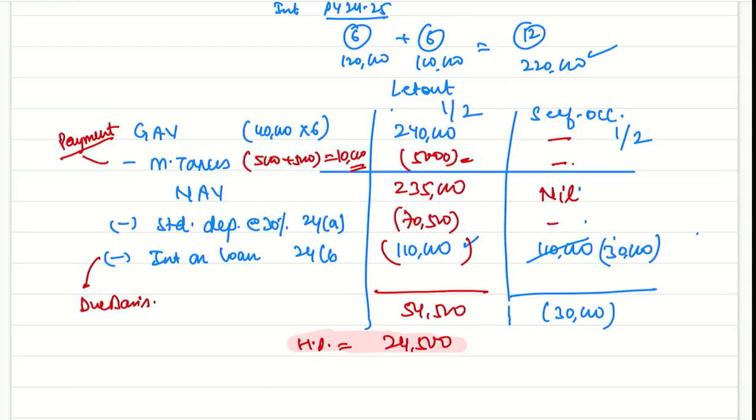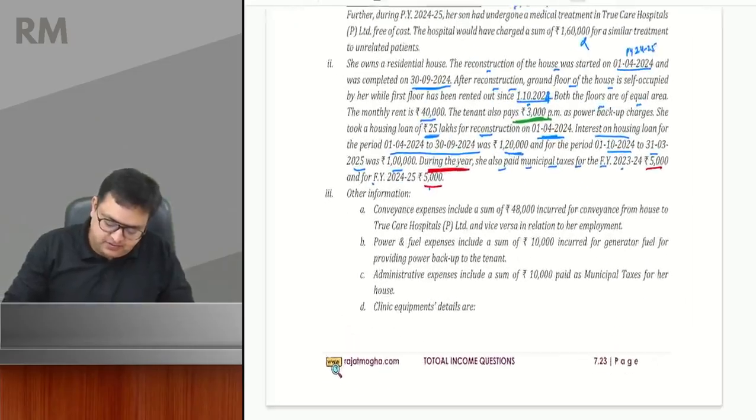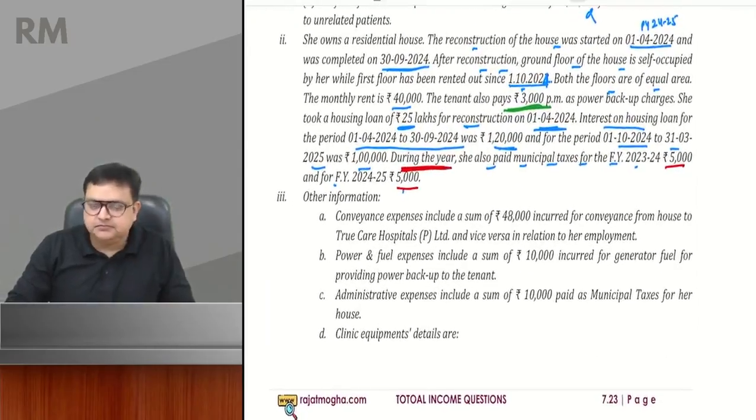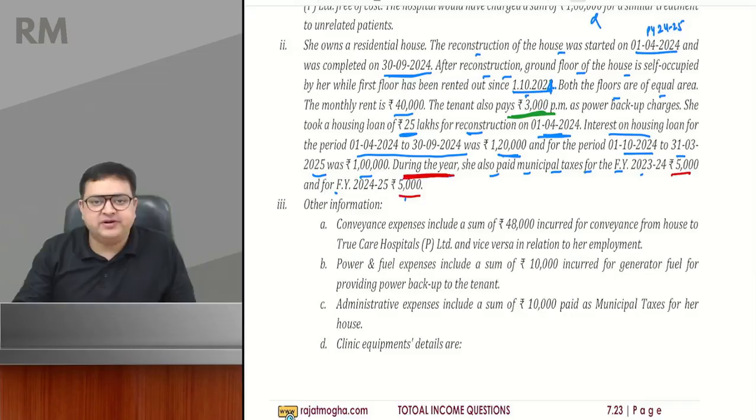Okay, come back. Understood? So although it was very simple, they have given it in such a way that it seems to be tricky, but it was very simple.